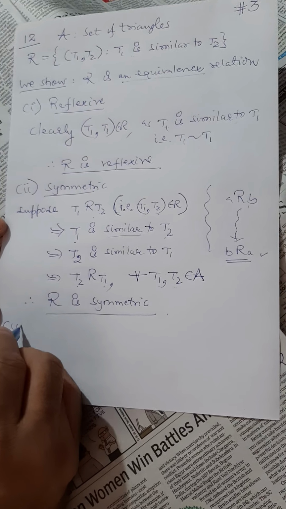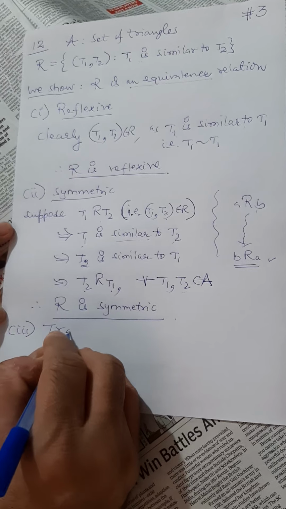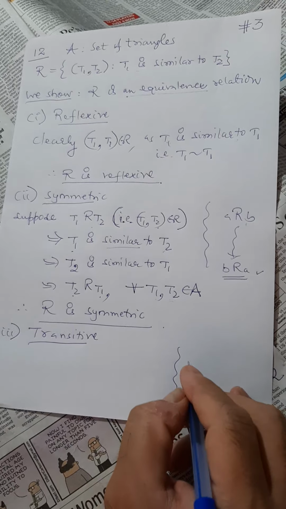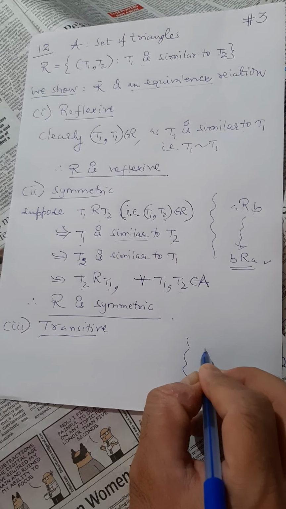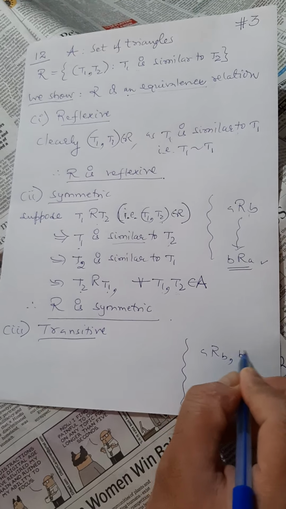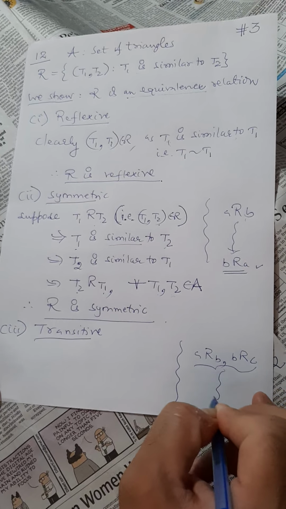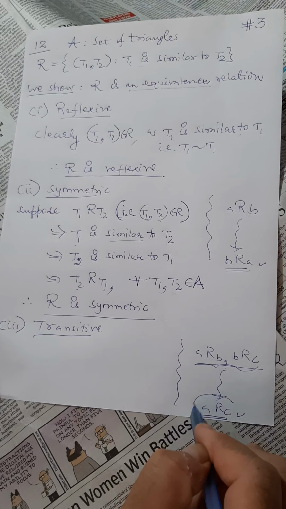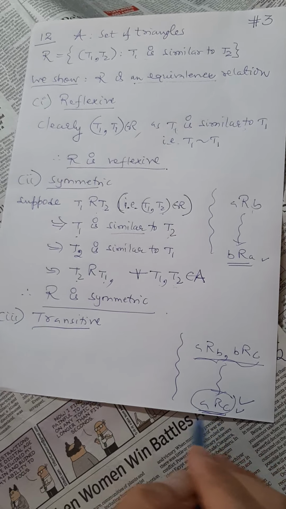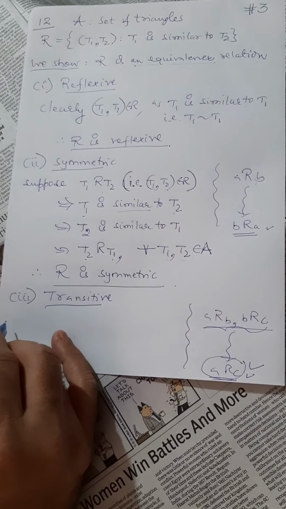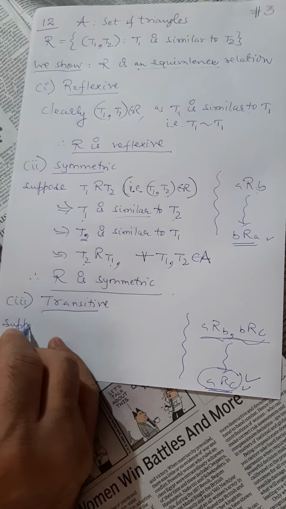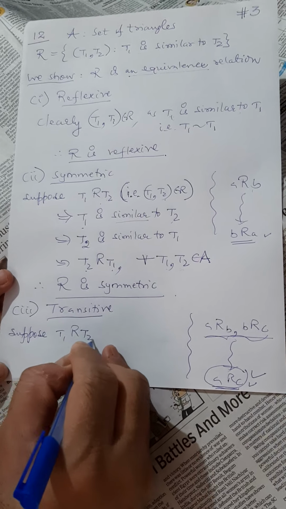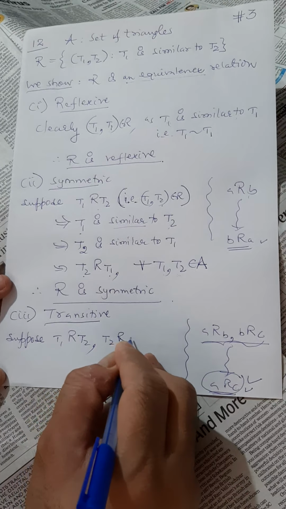Now the third property, that is the transitive property here. So again recall transitivity. You start with this supposition, A related to B, B related to C, and with the help of this you show that A is related to C. If from this you can show this much, then it is called a transitive relation. So here we start with this for three triangles. Suppose T1 is related to T2 and T2 is related to T3.